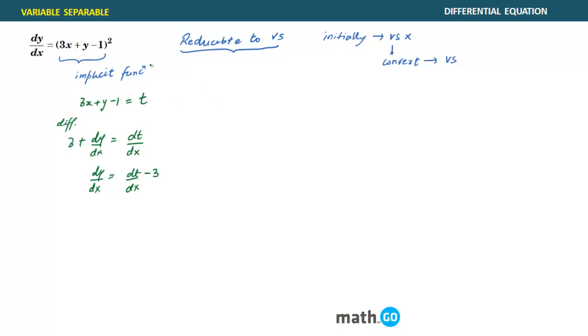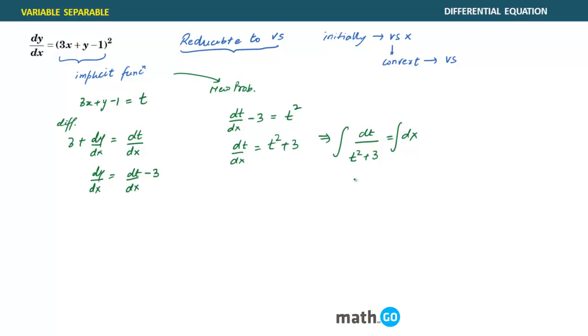So this entire problem then reduces to a new problem. The new problem that we can now solve is something like this: dt by dx minus 3, dy by dx being replaced by its value, is nothing but t square. Can you see how simple this problem has now become? So this is nothing but t square plus 3, and now it is completely variable separable. You can just say dt by t square plus 3 is equal to dx. Now you will integrate, and this formula is nothing but 1 by root a tan inverse, and that value is equal to x plus c.